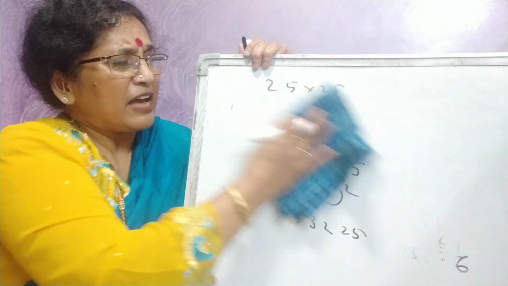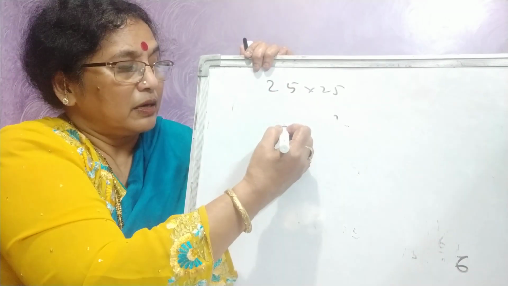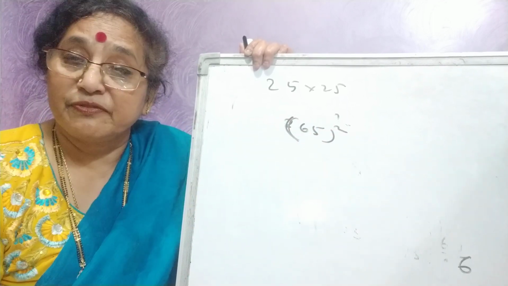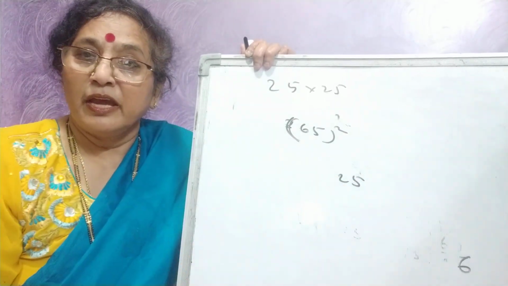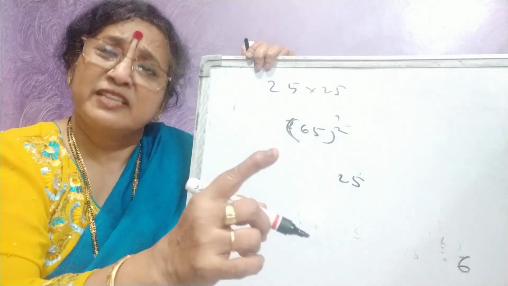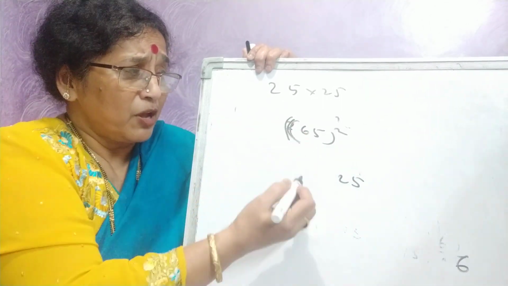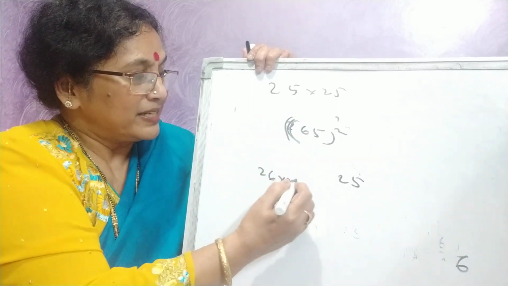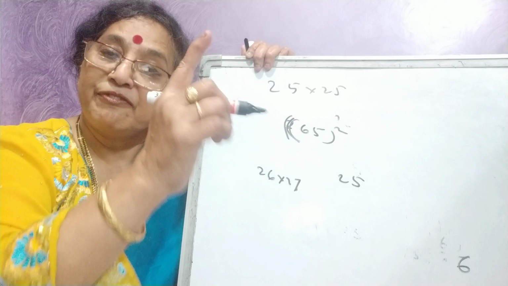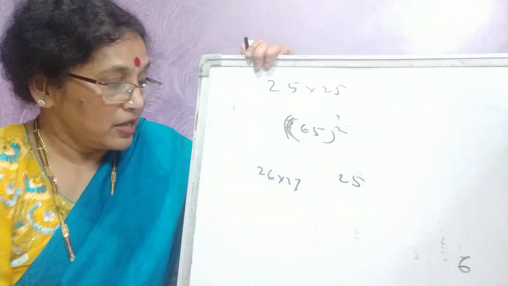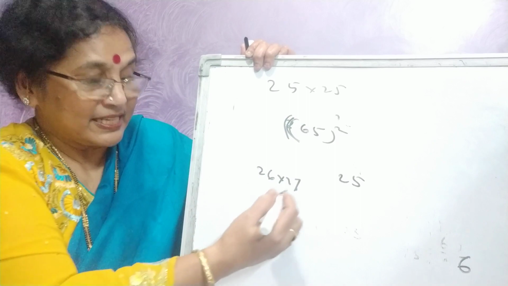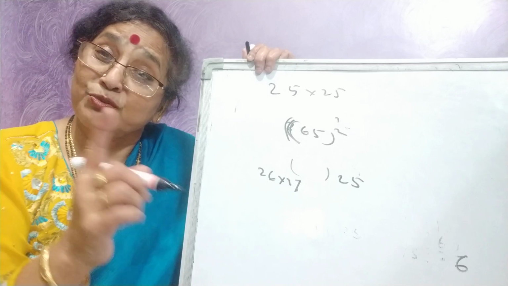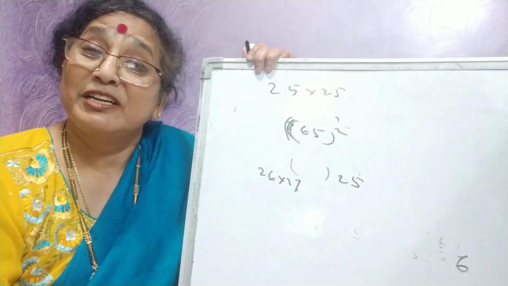Okay. Suppose I have a very big number, like 265 square. It will end with 25. Instead of doing 265 into 265, which takes a longer time, it won't take that much time. What is the product of 26 and the number which comes after 26? That is 27. So you have 26 into 27. You multiply this and just write the answer here.